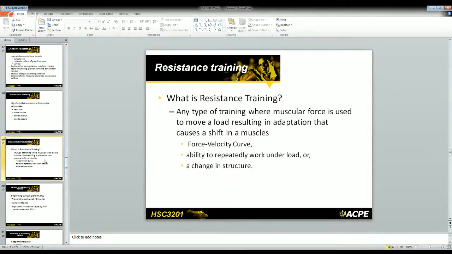But basically, we're looking at our muscle force production. So when we talk resistance training, we can refer to it as strength, power, endurance, functional training. And it's about training our muscles to produce a force and to move a load, which will generate the adaptation, whether it be the force velocity curve, the capacity to do continual work, and a change in the structure.